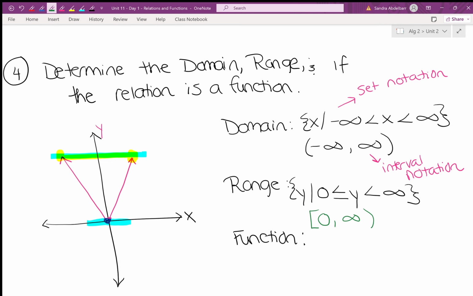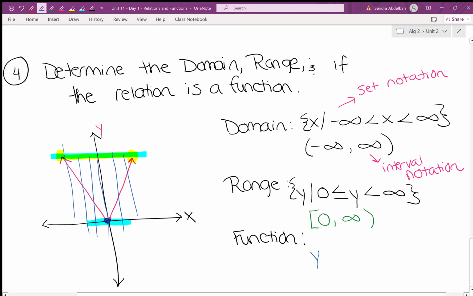So my last question, is this a function? So I'm going to perform my vertical line test. Am I ever going to hit this in more than one place? No. So is it a function? Yes, it is a function.